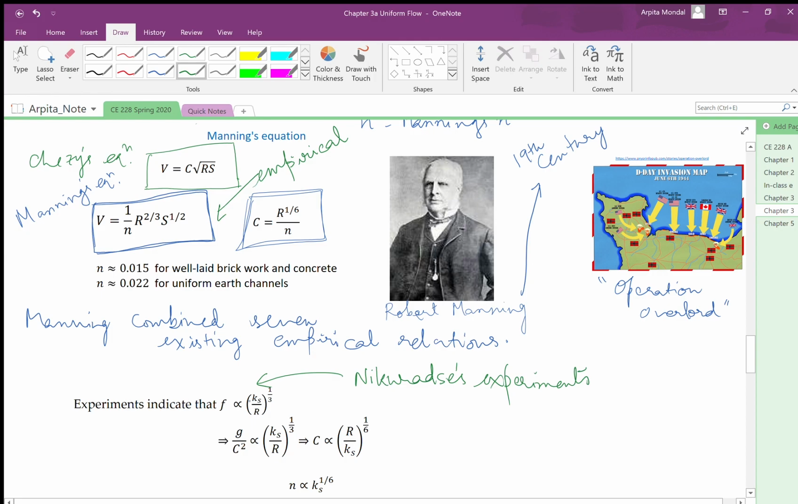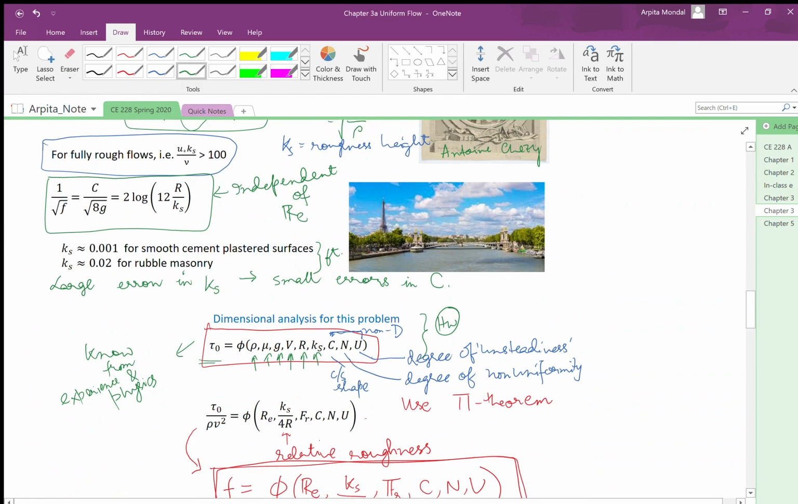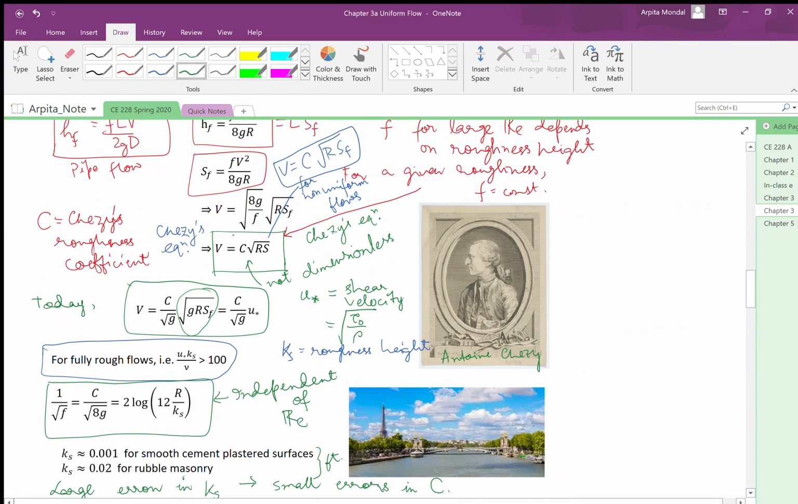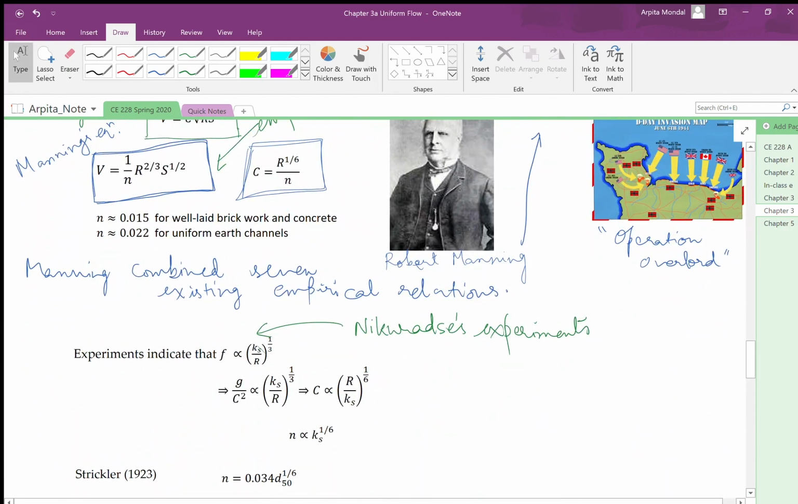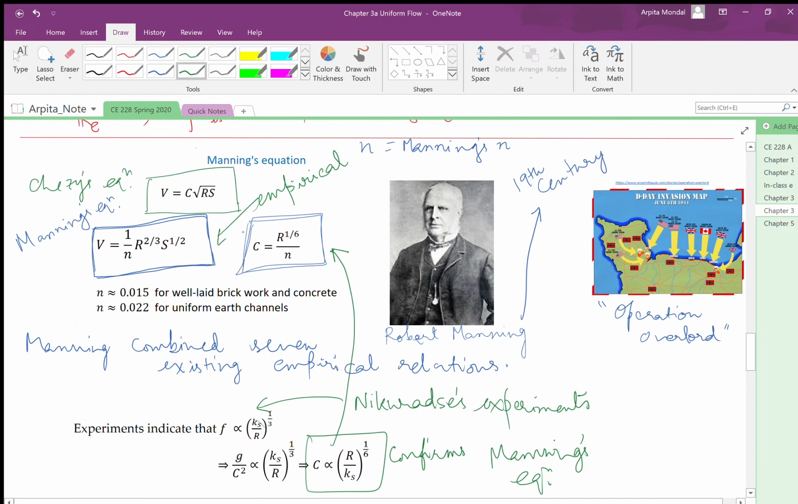It was found that the friction factor is inversely proportional to the hydraulic radius raised to the power of 1/3, and we know from our earlier discussion the relationship between friction factor and Chezy's coefficient C. If we use that, then we can write that g by C squared is inversely proportional to the hydraulic radius raised to the power of 1/3, and this eventually gives us the relationship between C and R. Therefore, this also confirms Manning's equation, because if we use this relationship in Chezy's, essentially what we get is Manning's.